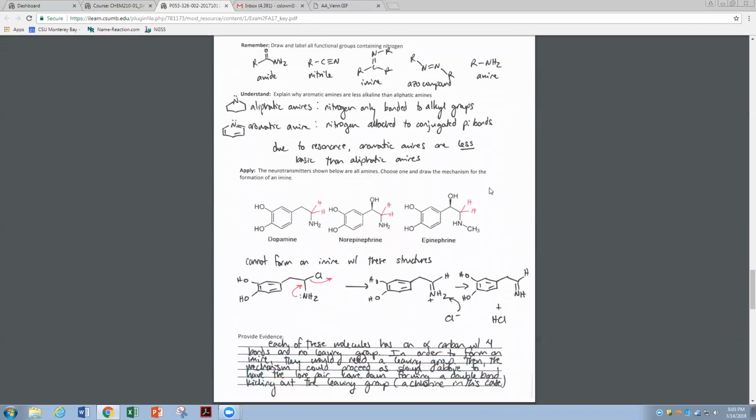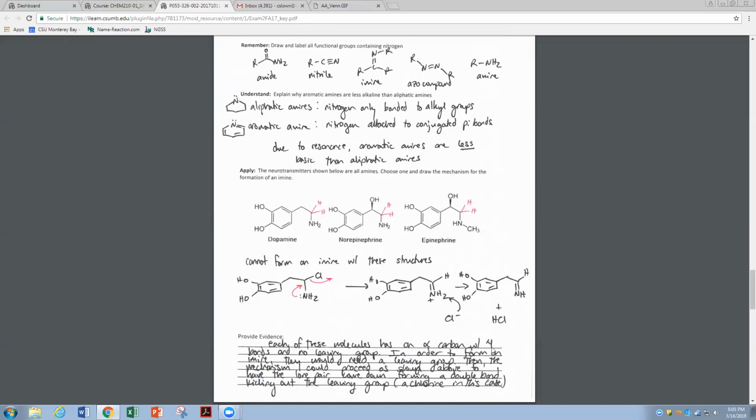So for the neurotransmitters that are shown, choose one and draw the mechanism for the formation of an imine. So can't form an imine with any of these structures because I have to have a leaving group. And notice I only have hydrogens here. So in order for my lone pair on my nitrogen to come down, I have to have something that can leave. Then I could actually show the formation of an imine.